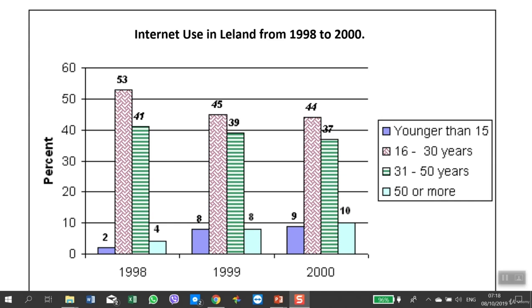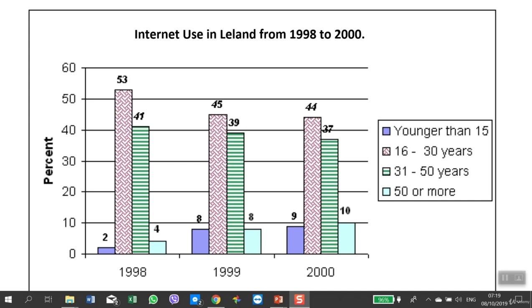So a good elephant sentence would be, the first thing to note is that the people in the 2 middle age groups had by far the highest internet use in Leland over the period under study. So that is my introduction and elephant sentence finished. Now we go to the main body.